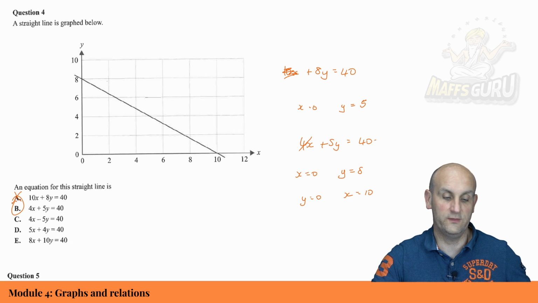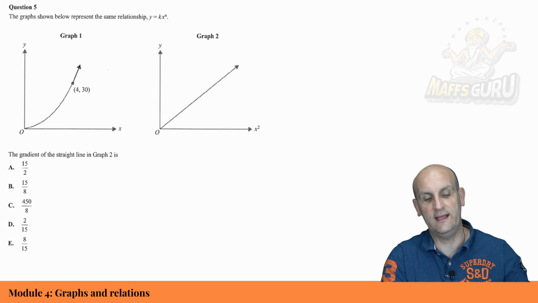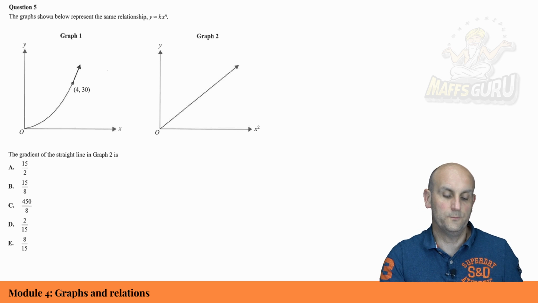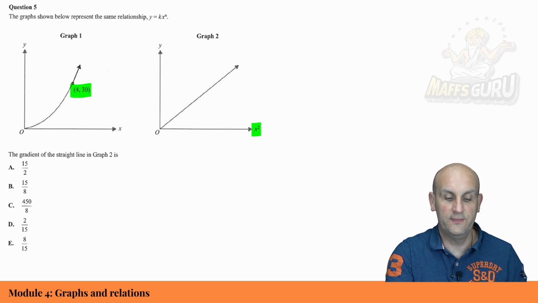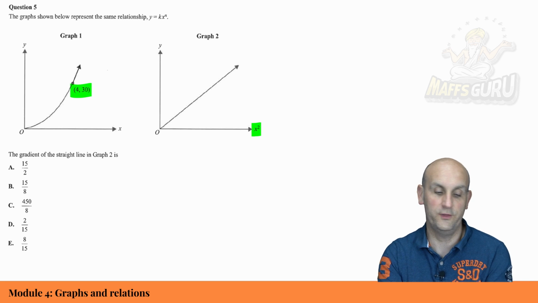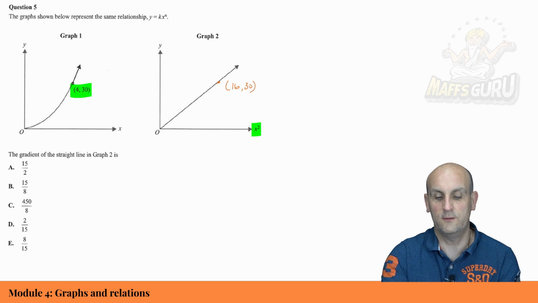I know there is a formula that can do this a lot quicker for you. The graphs show the same relation between that and that. So what we know when we do this is that if I am doing an x squared transform, this point here, which starts at 4, 30, ends up over here as 4 squared, which is 16, 30.